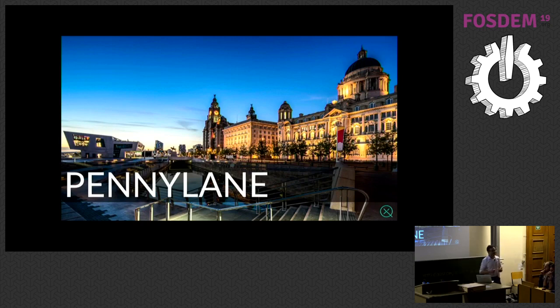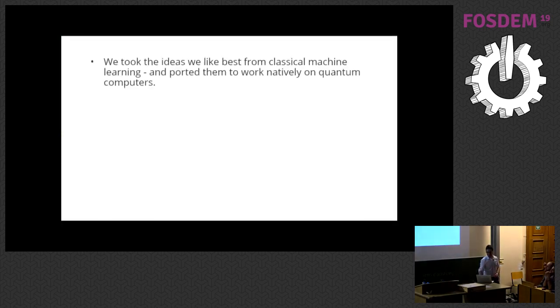So at Xanadu, we have one of the best quantum machine learning teams in the world, we like to think, regularly contributing to this field. So what we want to do is we want to actually use these intermediate scale quantum devices to do backpropagation and gradient descent. So that's what we're going to try to do. And that's what we did. So we took the ideas we liked best from classical machine learning and we ported them to work with the quantum devices that we have now.